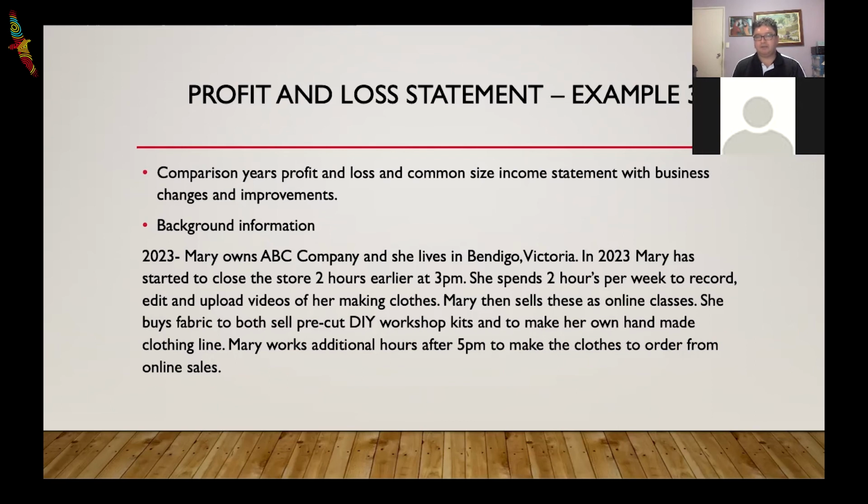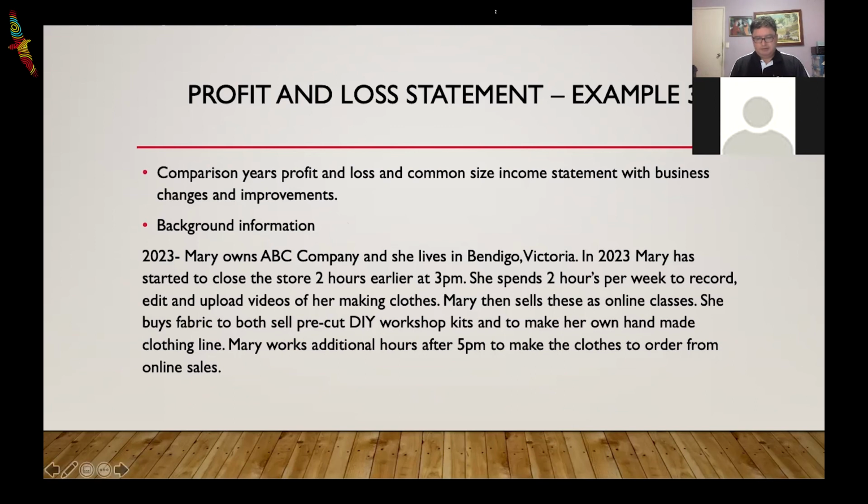She spends the 2 hours per week to record and edit those videos. So she's only spending 2 hours per week. So she's actually giving herself time. But Mary's also working additional hours after 5 p.m. to make the clothes. So she's spending time while she shuts the store early. She's spending time instead making clothes for online orders, which is interesting. So let's make the assumption that she's potentially using the time that she would ordinarily spend in the shop for those 2 hours to make clothes instead. So the cost is probably moved from the store to the online store, those 2 hours of time.